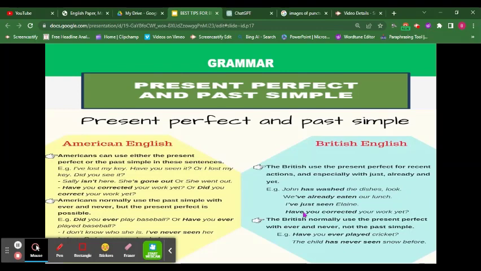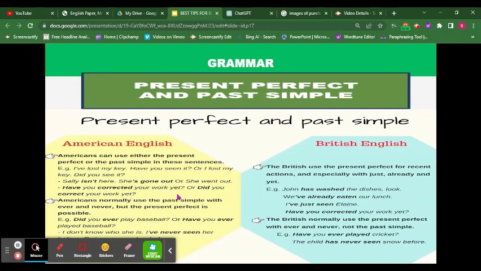Look, we've already eaten our lunch. I've just seen Elaine. Now, American English: Sally isn't here. She's gone out, or she went out. So you can use either the present perfect or the past simple. Have you corrected your homework yet? Or did you correct your work yet?